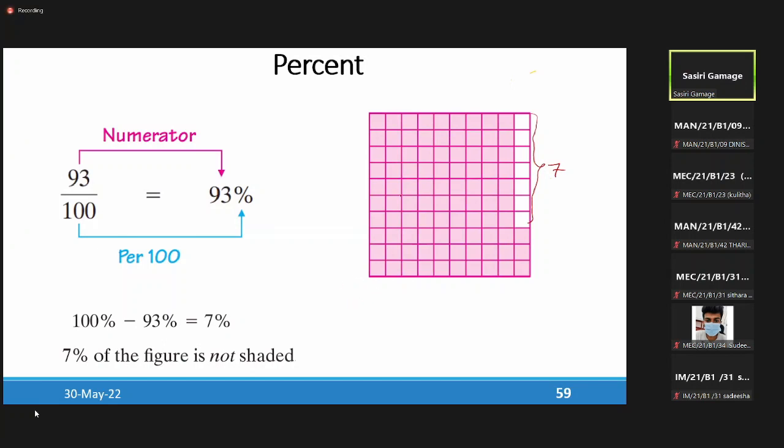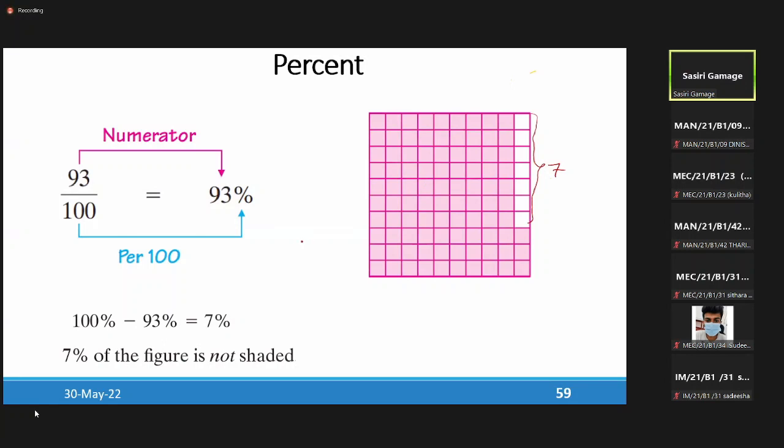So here we have 93 shaded ones. Here the total is 100. Then we can write it as 93 out of 100 as a ratio here. Then as a percent, we write it as 93%. So you can see here 93 are shaded. Is that clear? That's the idea about percent.